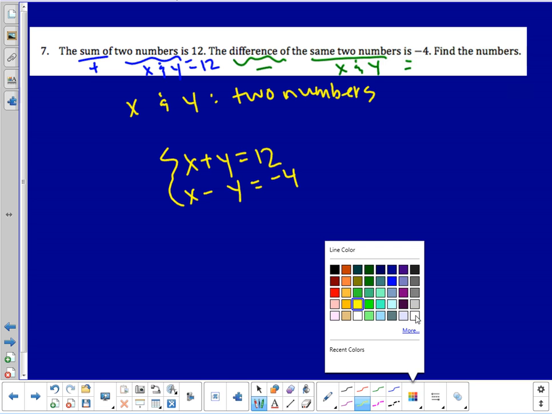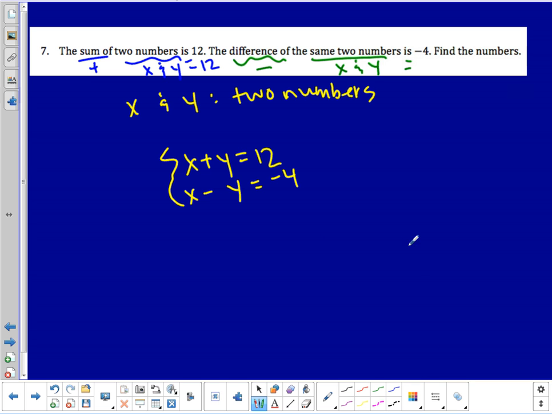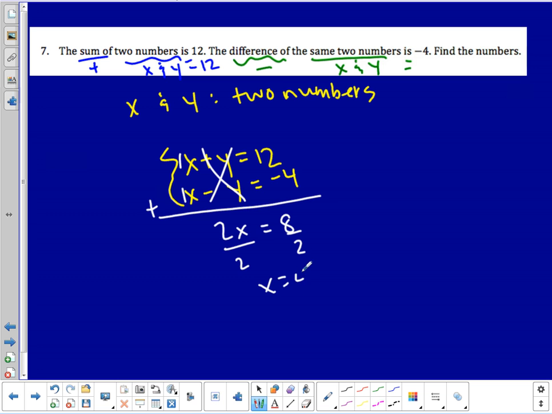Now I need to go ahead and add these together as long as I have opposite coefficients. Here I have 1x and 1x, but there I have positive y and negative y, so I'm ready to add them up because positive 1y, negative 1y, when I add them together, I end up with 0y, which cancels those out. So 1x and 1x is 2x. 12 minus 4 is 8. Divide by 2, and I get x equals 4.